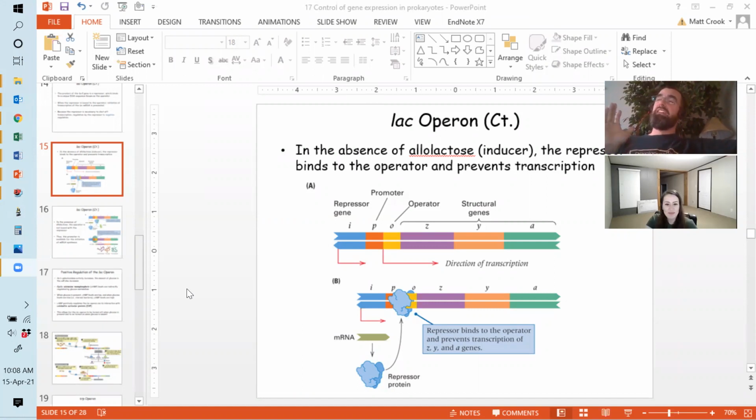So anyway, you don't need lac operon transcription all the time, because if lactose isn't present, there's no point transcribing the lac operon. So the lac operon is inducible only when you need it. Normally it is off, but you can induce it to turn on. And the inducer is lactose.